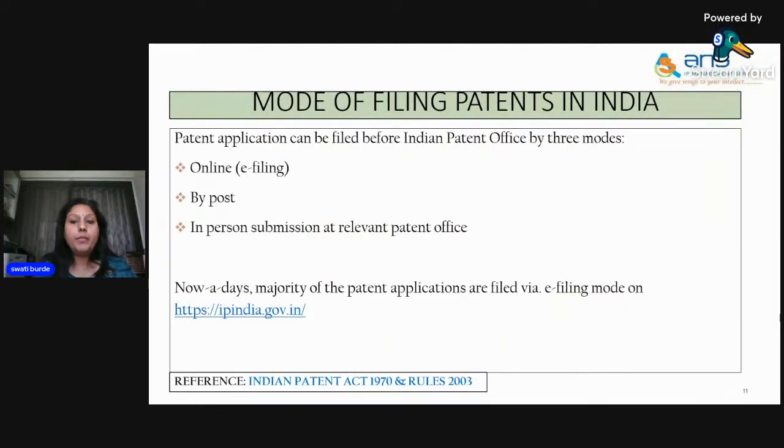Now, mode of filing patents in India. There are three modes of filing patents in India. One is online filing, which is called e-filing. Then we can file it physically by post also, and in person also we can file. So nowadays, the majority of applications are being filed via e-filing mode, online mode. And the website is ipindia.gov.in.